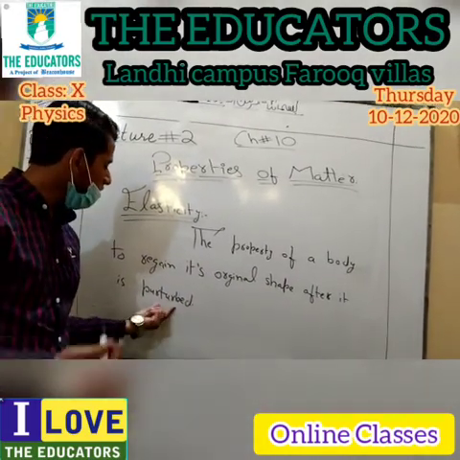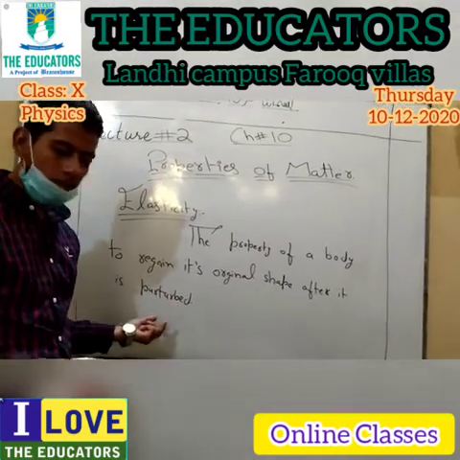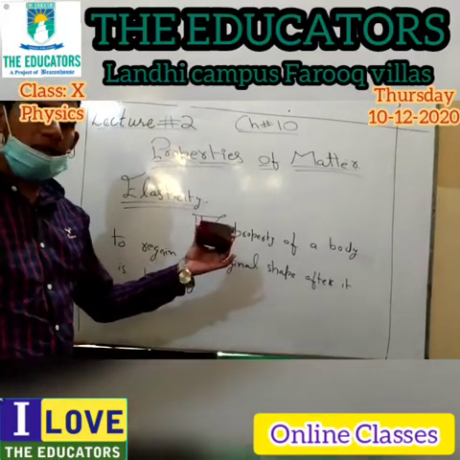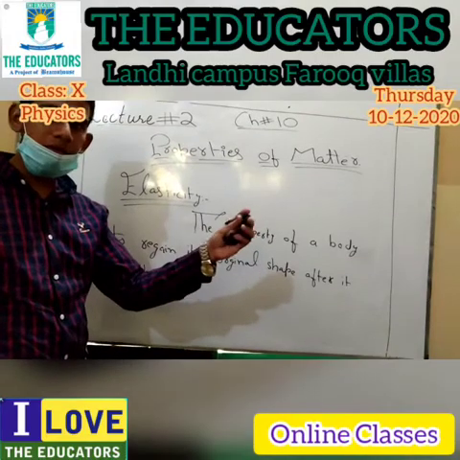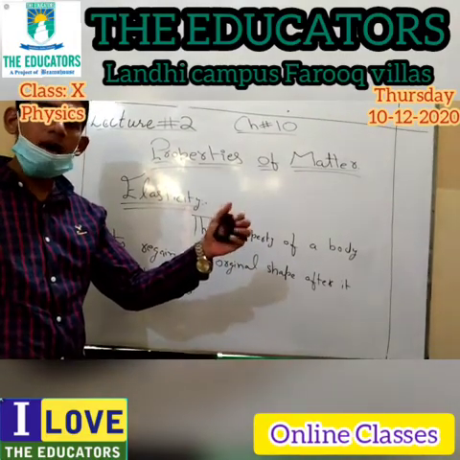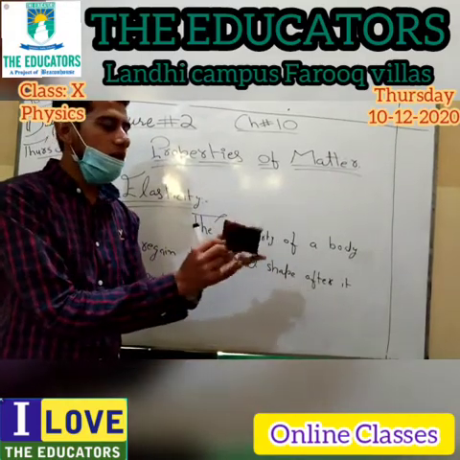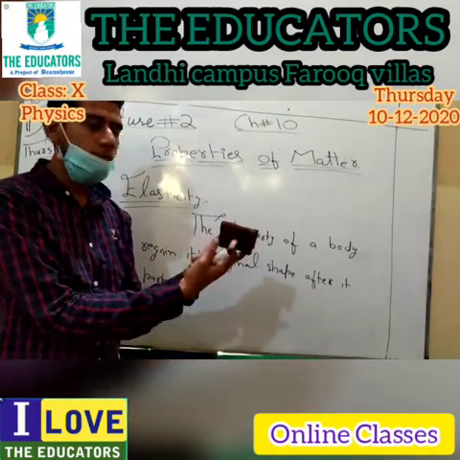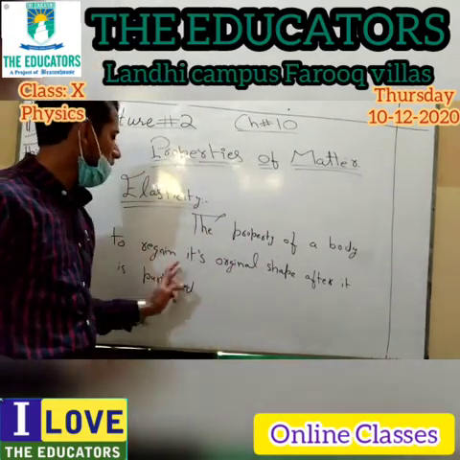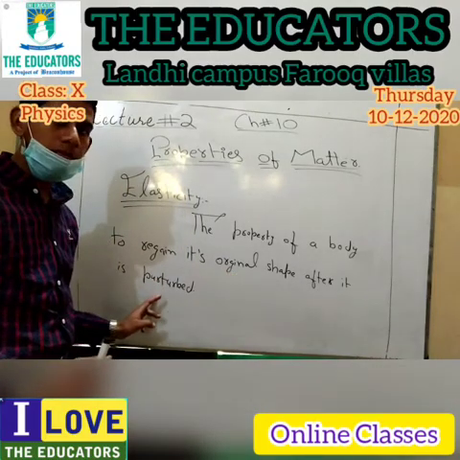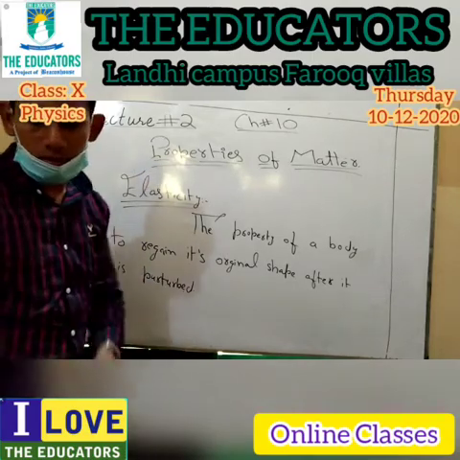What do you mean by perturbation or perturb? It simply means some sort of disturbance. For example, here this is the matter, this is the body. Now when I squeeze it, I'm perturbing it, I'm disturbing it. It has a property to regain its shape. When I release it, it will regain its shape. So the property of a body to regain its original shape after it is perturbed is called elasticity. That simply is elasticity for you.